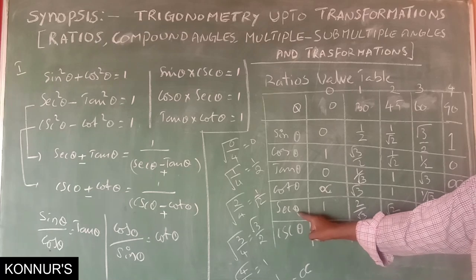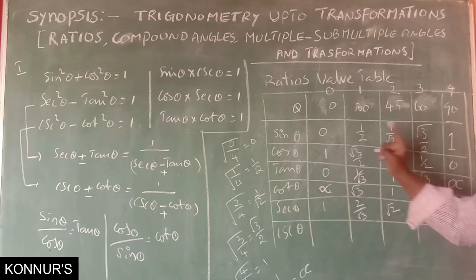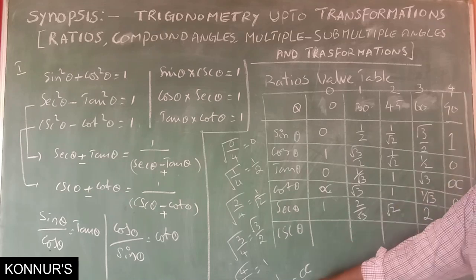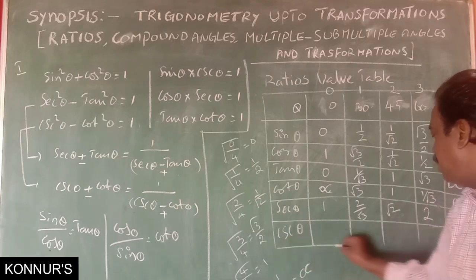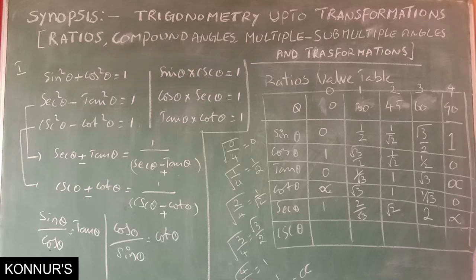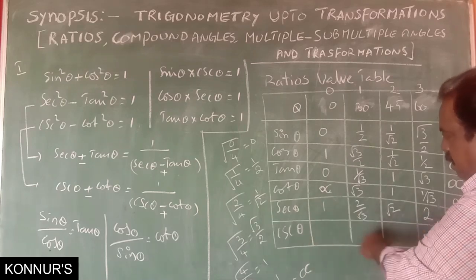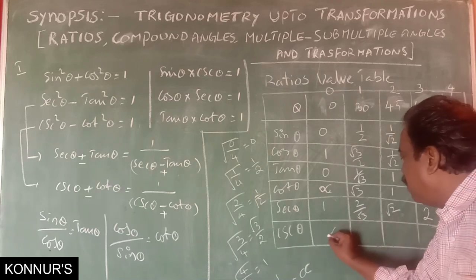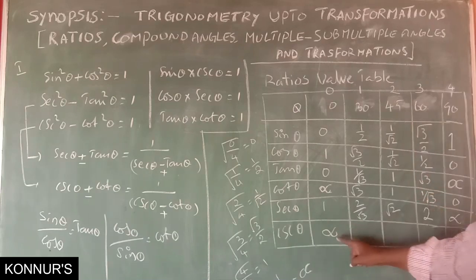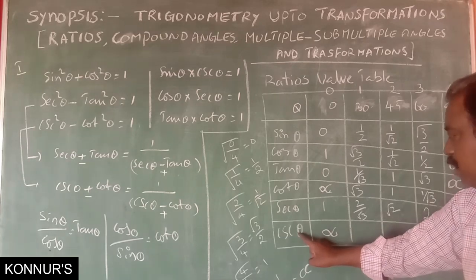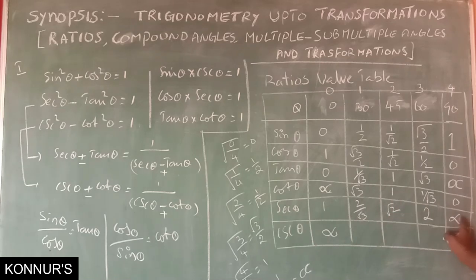In order to get secant 90 degrees, it is the reciprocal of cos 90. 1 by 0, again we are getting infinity. Just like 1 by 0 is infinity. The last is cosecant. In order to get a cosecant value, it is a reverse of the secant value. Cosecant 0 is nothing but secant 90, infinity.